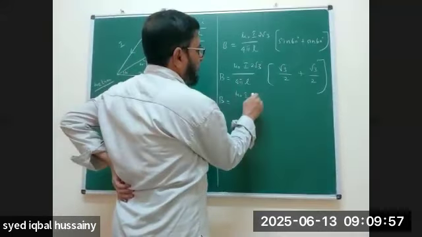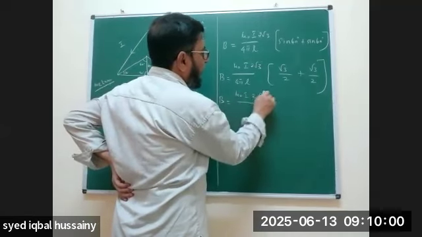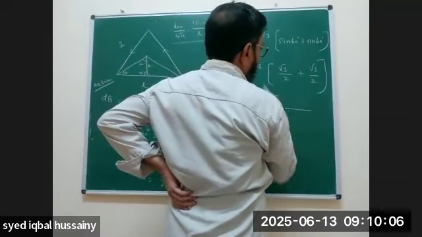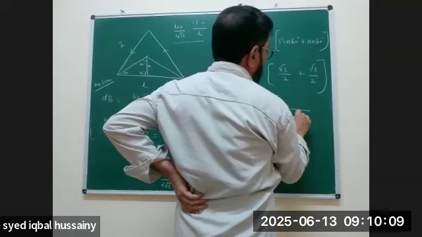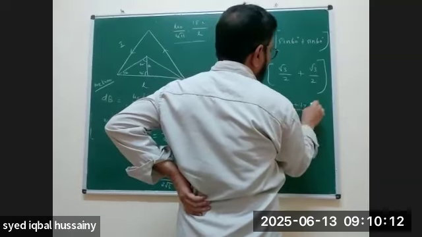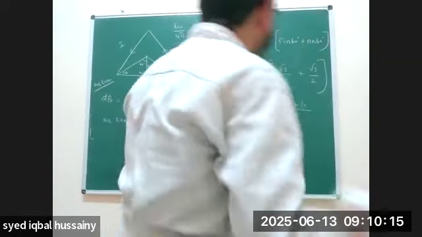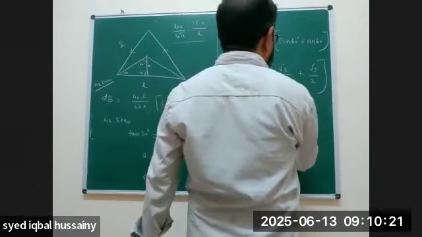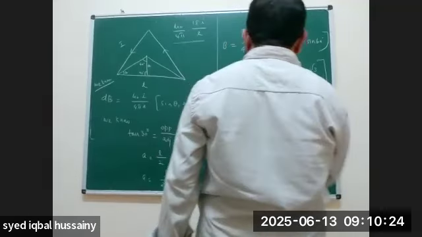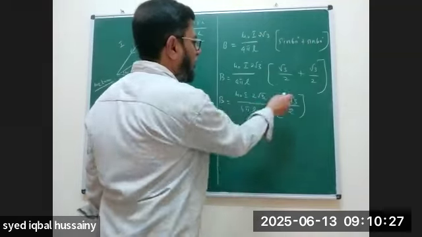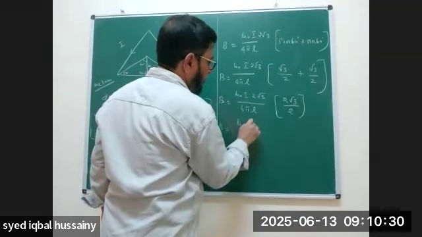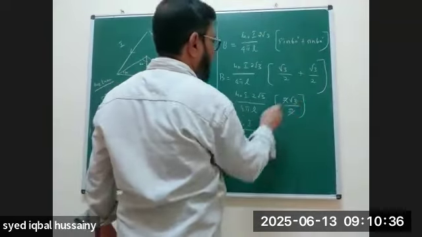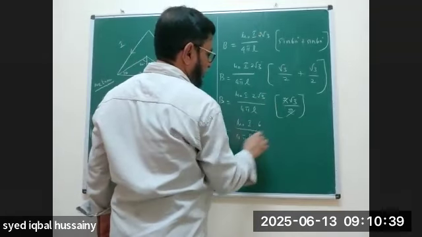B equals mu naught I, 2 root 3 divided by 4 pi L into, so 2 root 3 plus root 3... then write 2 root 3 by 2. Take the LCM, here you can write 2 root 3 by 2. So the 2 gets cancelled, B equal to mu naught I by 4 pi L, cancel the 2, root 3 into root 3 is 3, 3 into 2 is 6, so mu naught I by 4.